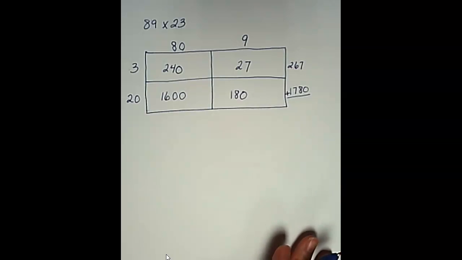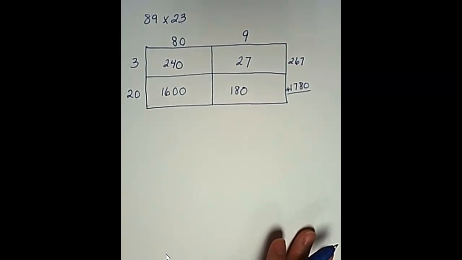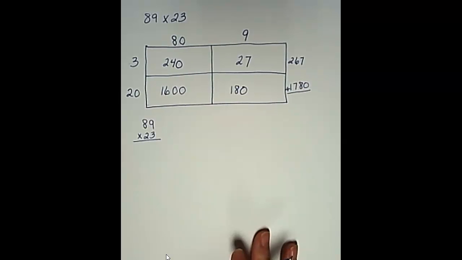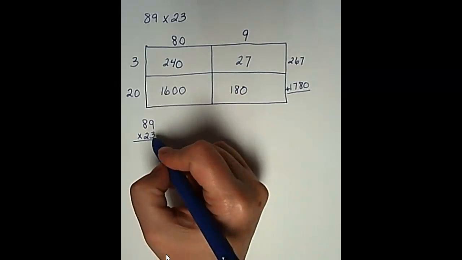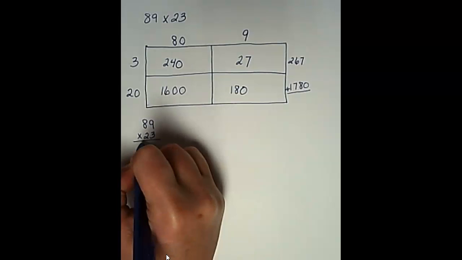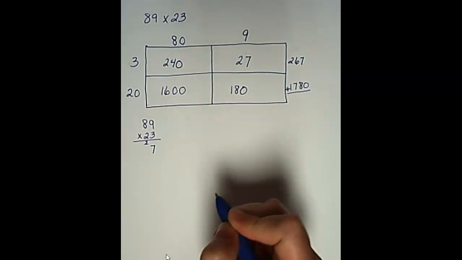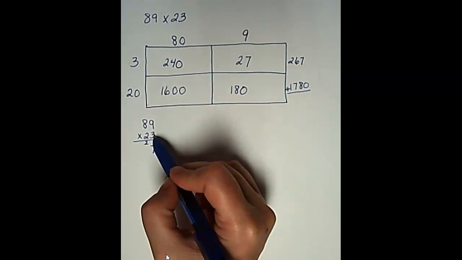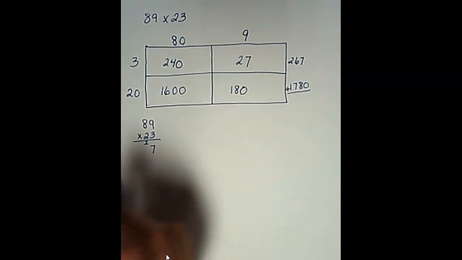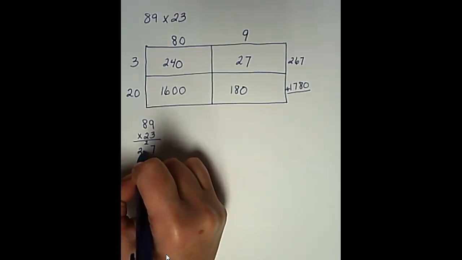But now I want to be able to solve it using the standard algorithm or the traditional method and show how we would come up with the same answer. This is just another way to solve using multiplication. 89 times 23. 3 times 9 is 27. My 2 comes over to the tens place. 3 times 8 is 24, plus 2 more is 26.